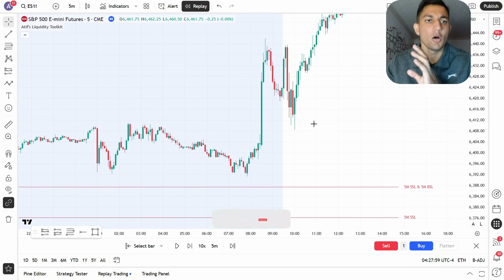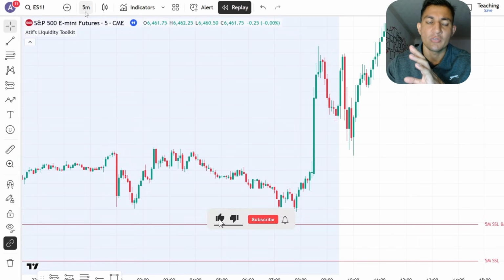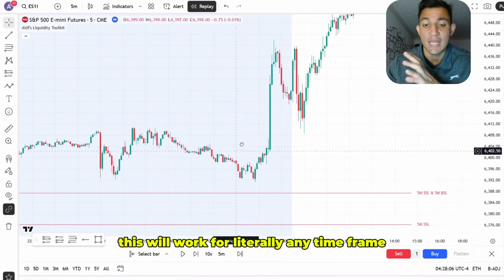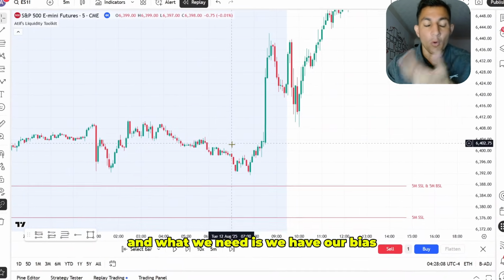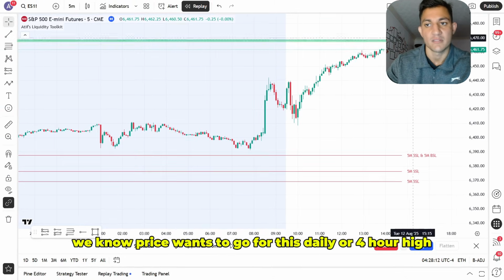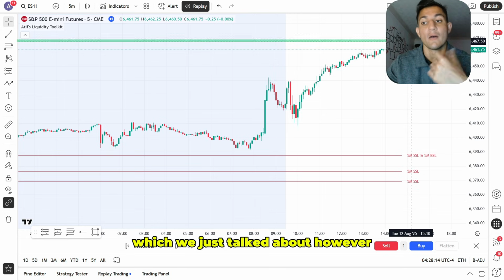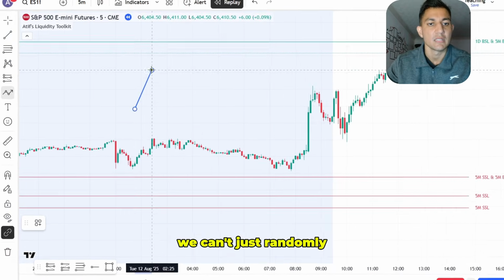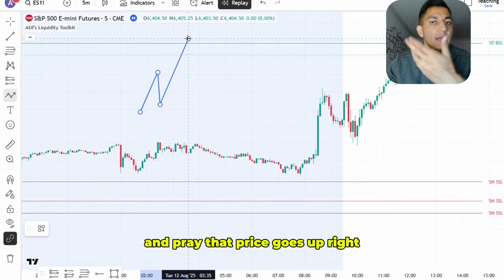Okay, so here we are on the 5-minute chart. Now, again, you can use any time frame that's the 4-hour or below. This will work for literally any time frame. And what we need is we have our bias. We know we're bullish. We know price wants to go for this daily or 4-hour high, which we just talked about. However, we can't just randomly buy the dip and hope and pray that price goes up.